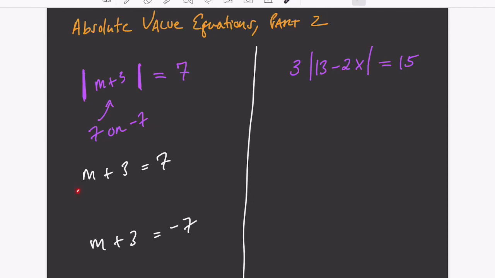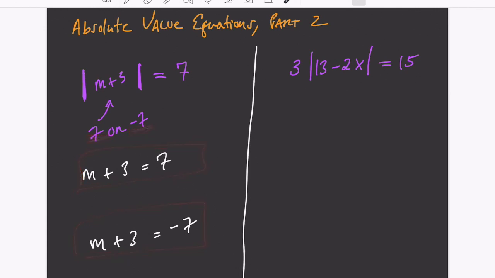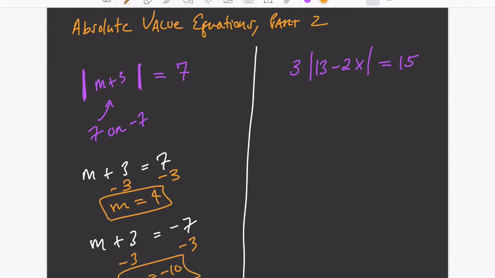So again, just driving this home, we have two equations because there are two possible values that this quantity in here could have. So we just have to solve for these two now. I'm going to solve by subtracting 3 on both sides, and I get m equals 4, and that's one possibility. On the other one, I subtract 3, and I get m equals -10, and that's the other possibility. If we plug either of those into the equation, we're going to get 7. We'll just plug in one to show you.